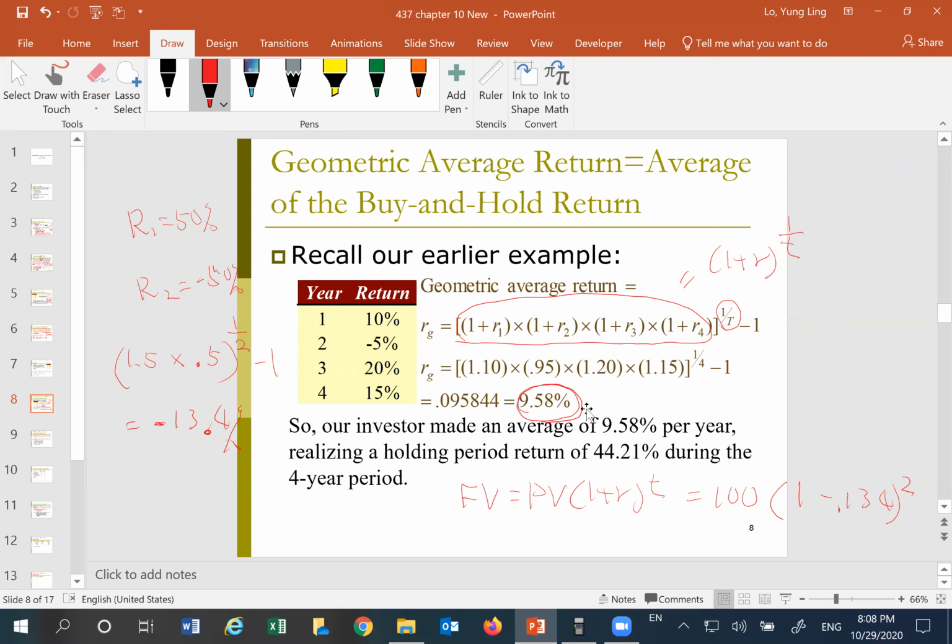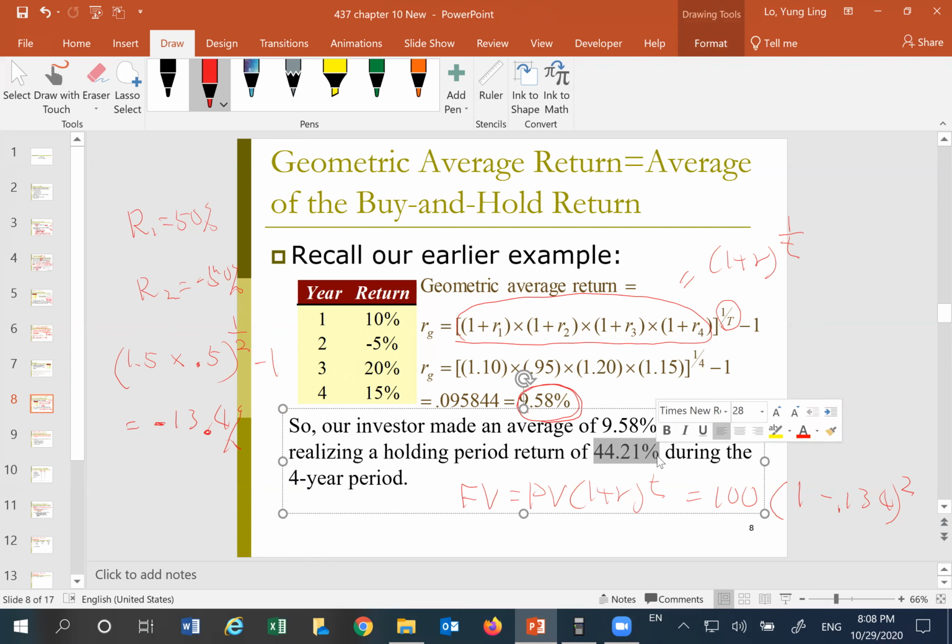year. Okay, so make sure that you know not just how to plug in the numbers, because the truth is that everybody can plug in numbers, but we need to know what that number means once it is calculated. So this is the average return per year, in this case, over the past 4 years. Our investor made an average of 9.58% return per year during this particular 4-year period, realizing a holding period return of 44.21%, which is the overall return during the same 4-year period.